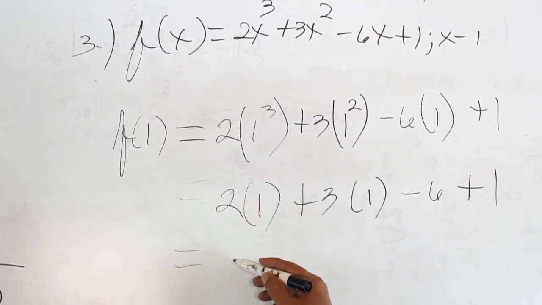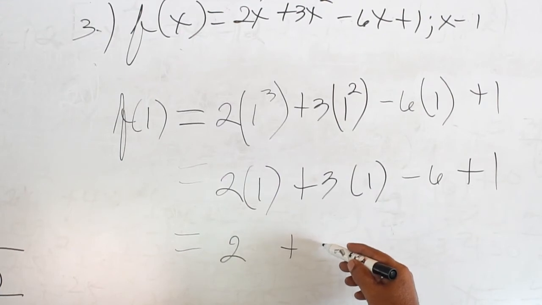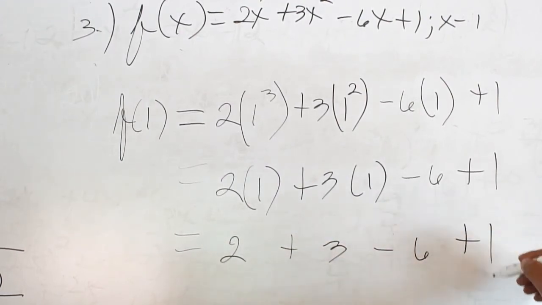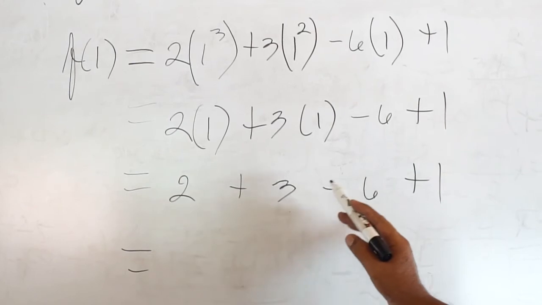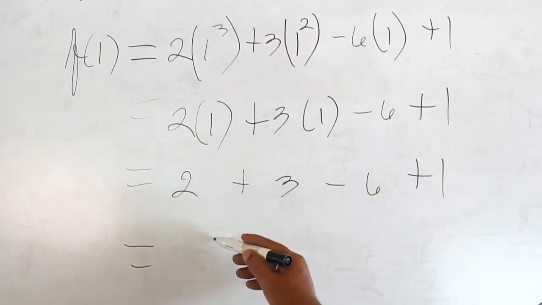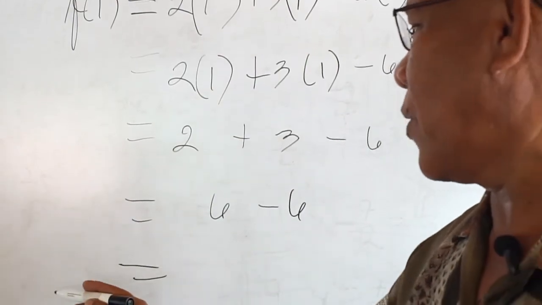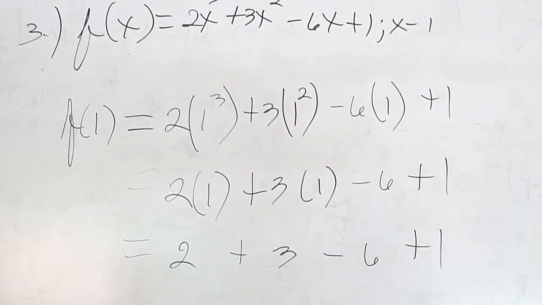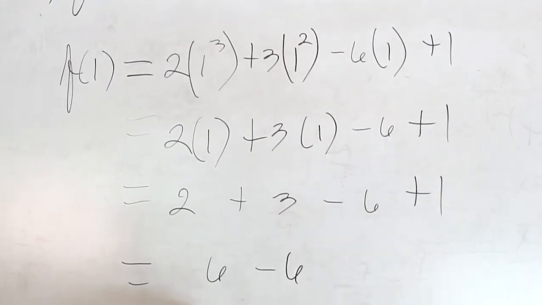Then positive 1. Then solve. 1 times 2. We have here 2. Then plus 1 times 3. We have 3. Negative 6. Then plus 1. Then after that, combine. So we have 2 plus 3, 5. Plus 1, okay, we have positive 6. Then we have negative 6. Then add. So we have here the factor of 2x cubed, positive 3x squared, negative 6x, positive 1 is equal to 0.